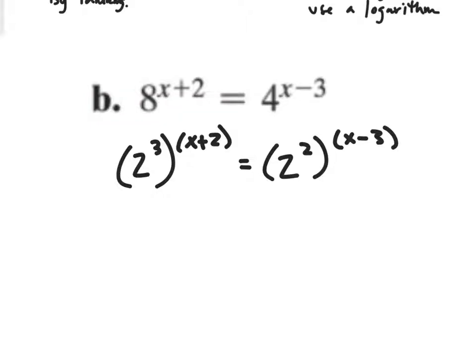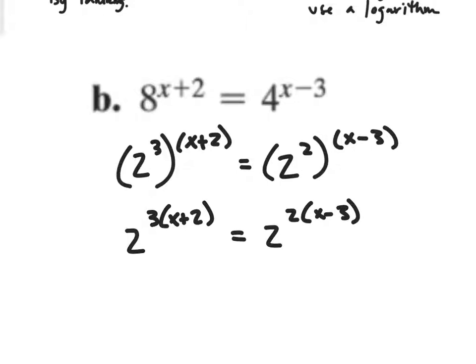Now, remember by using our rule of exponents that when I rewrite this, I can multiply my exponents. If I have an exponent raised to another exponent, I multiply. But because this is a quantity, x plus 2, I have to distribute. So here's what I get. I'm going to show a lot of steps here, but I'm going to rewrite this as 2 to the 3 times x plus 2 power is equal to 2 to the 2 times x minus 3 power.